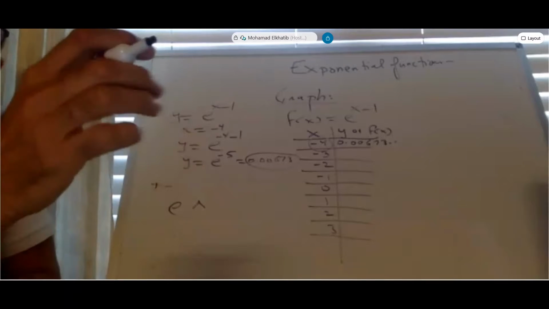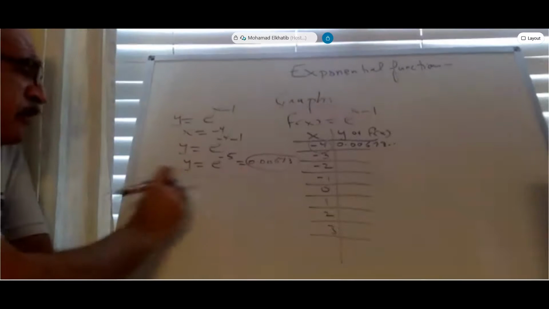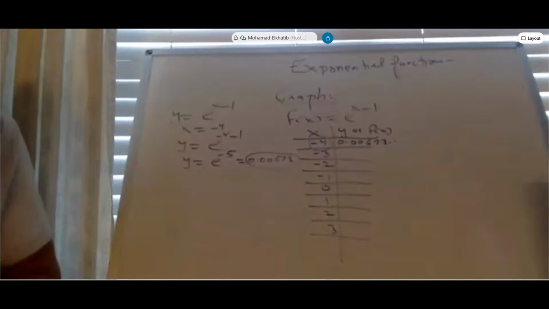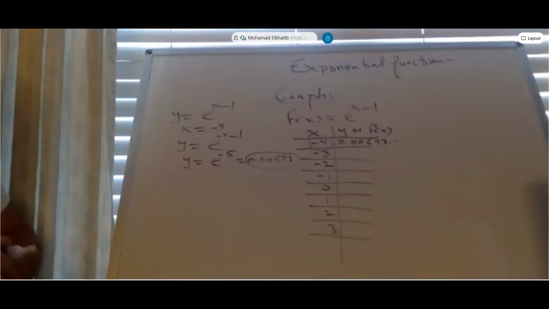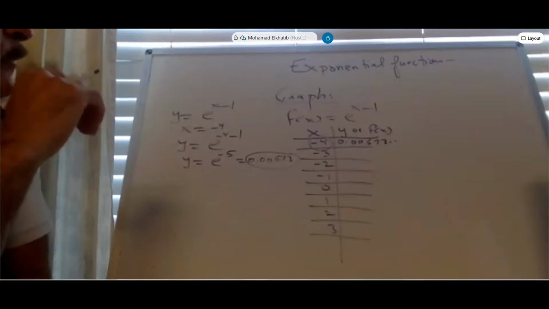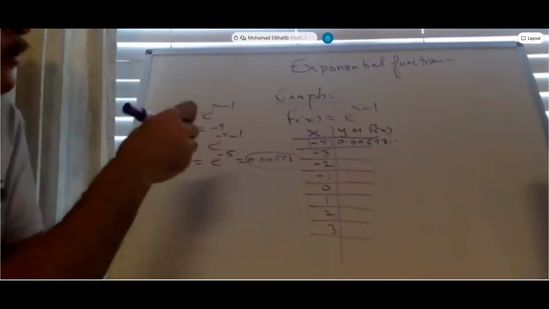Okay, so do me a favor. Take a picture of the brand name of your calculator and text it to me, and I'll talk to you later about it. Okay, I'll help you later because we need to get going here.